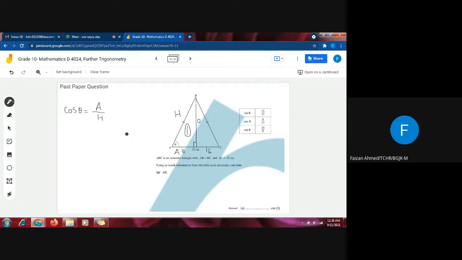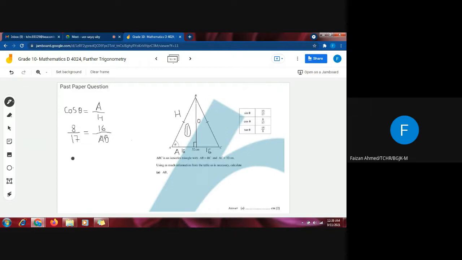And I know that the value of cos theta is also given. Cos theta is equal to 8 upon 17. So I will replace cos theta with 8 upon 17, equal to, since I have to find the hypotenuse, in place of hypotenuse I will write AB because I have to find this length, and adjacent is 16, so I will write 16 in place of adjacent, and I will now cross multiply.